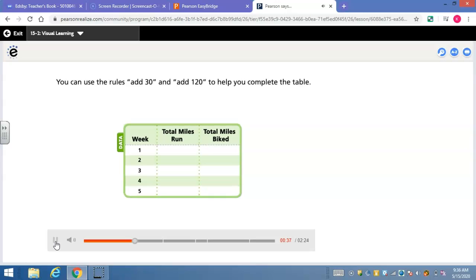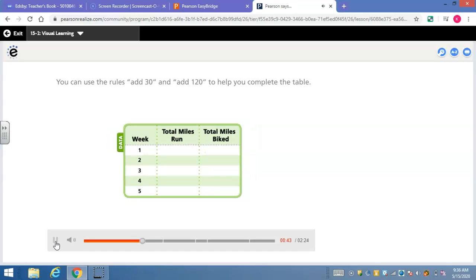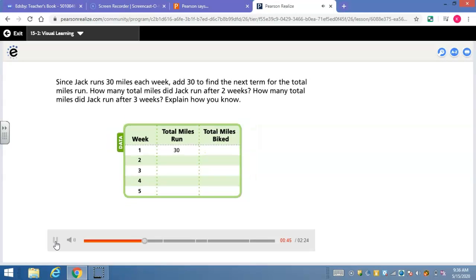You can use the rules add 30 and add 120 to help you complete the table. Since Jack runs 30 miles each week, add 30 to find the next term for the total miles run. How many total miles did Jack run after 2 weeks? How many total miles did Jack run after 3 weeks? Explain how you know.